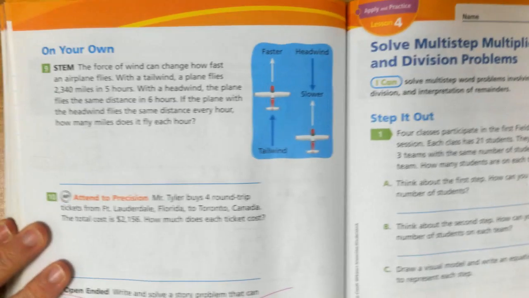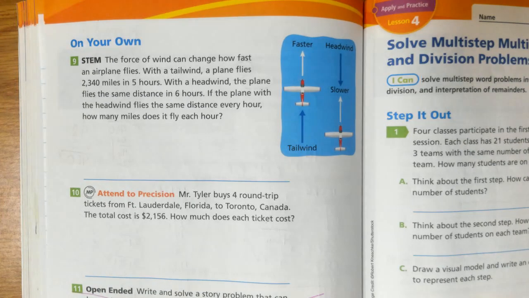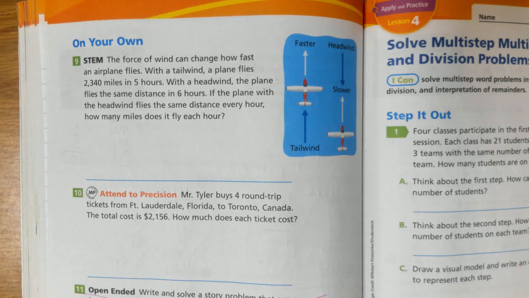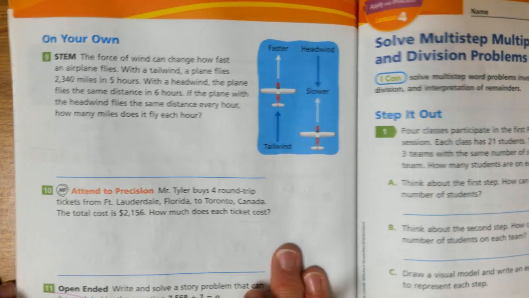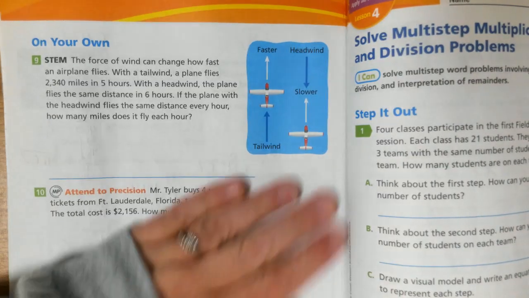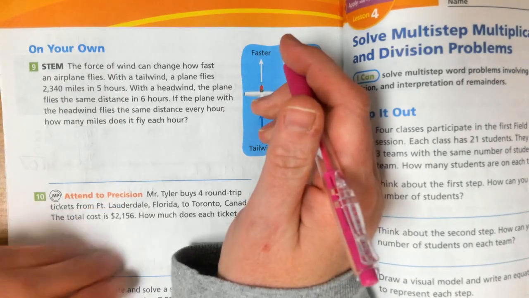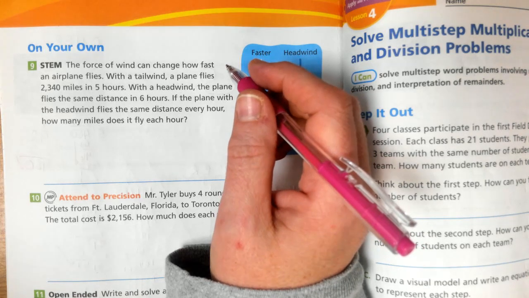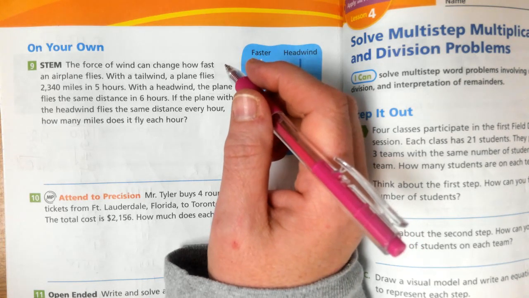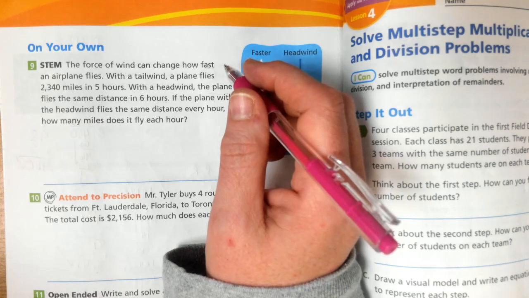Okay, in our last page, we just have 2 problems left. The force of wind can change how fast an airplane flies. With a tailwind, a plane flies 2,340 miles in 5 hours. With a headwind, the plane flies the same distance in 6 hours. If the plane with the headwind flies the same distance every hour, how many miles did it fly each hour?